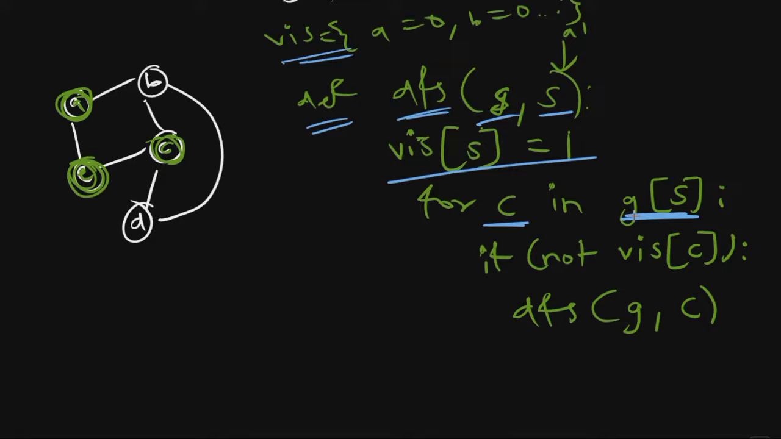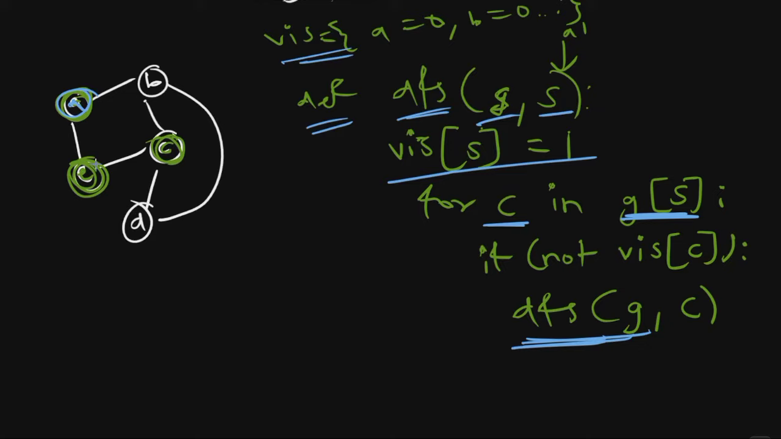Then for each of the child of S, so let's say this is the start node. For each child of the start node, what we will do is, if it is not visited, then we will call DFS again. So basically A will be there. It is visited. Okay, blue color visited.